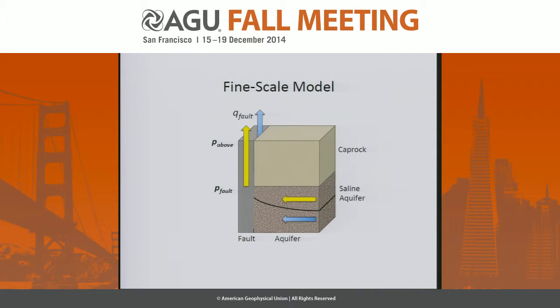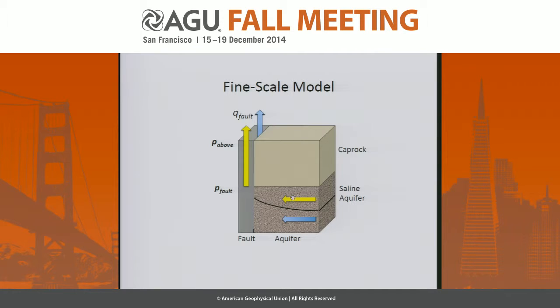So this is the fine scale model. Remember, if we think about a couple of slides back, I'm just looking at one side of a fault. And here's the fault zone in the gray. So you have a cap rock, a low permeable unit here. And here's your saline aquifer. And let's assume density segregation has occurred, and you have CO2 on top and brine on the bottom. And then you would have leakage like this.